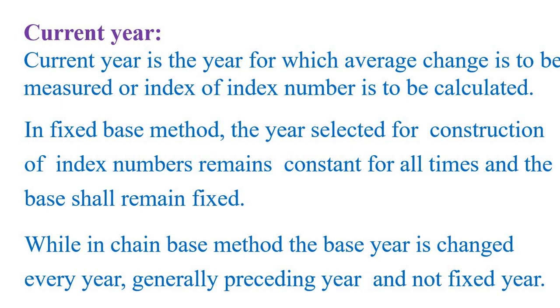Okay, this is another way. We need to remember base year means 0, nil, we can say. Current year means we can say 1. Okay, that's the difference. Now, what are the types of weight?